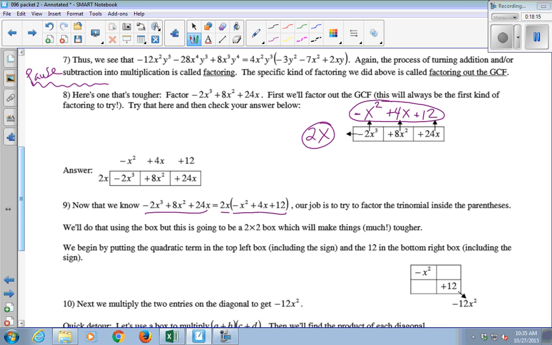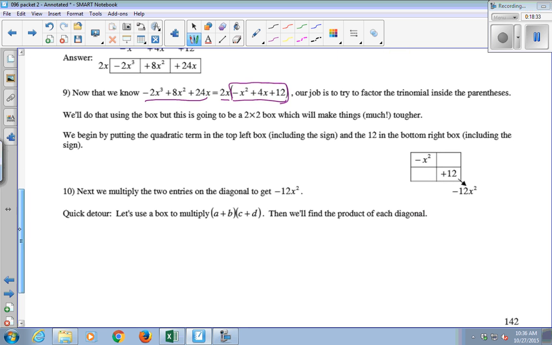So our job now is to go a little bit further, and I want to try to factor the trinomial. It's called a trinomial because it has 3 terms. Trinomial inside the parentheses. I want to try to factor that even more. So we'll do that using the box, but it's going to be a 2 by 2 box, which is going to make things much tougher. Okay? It's not just a GCF problem.